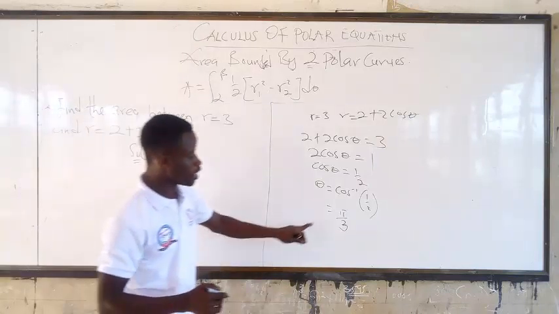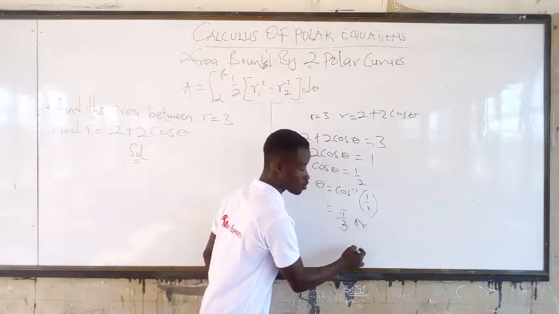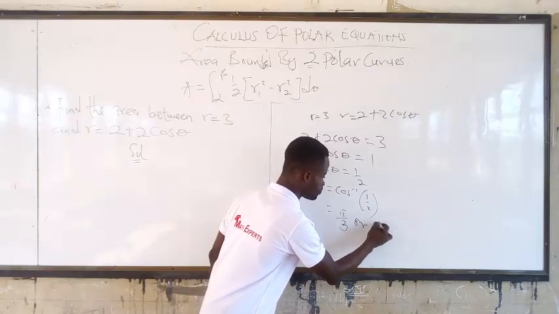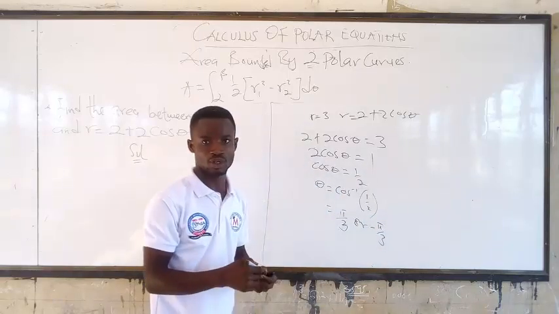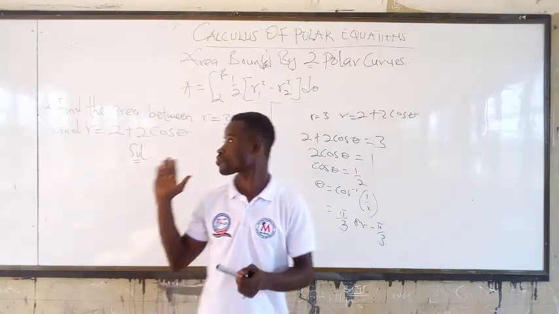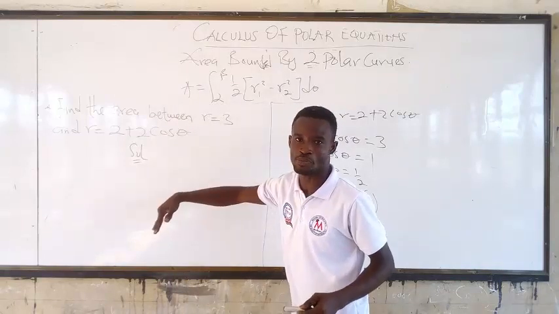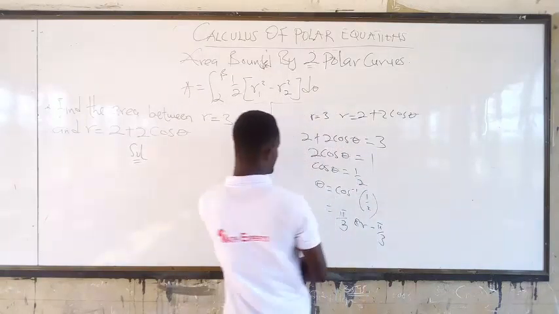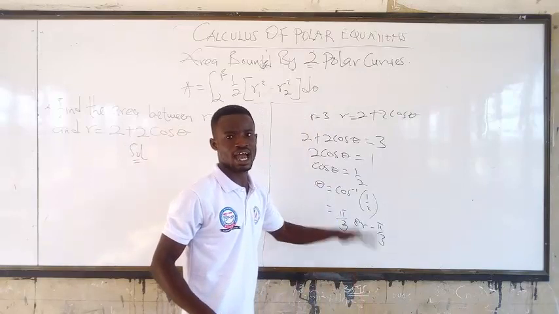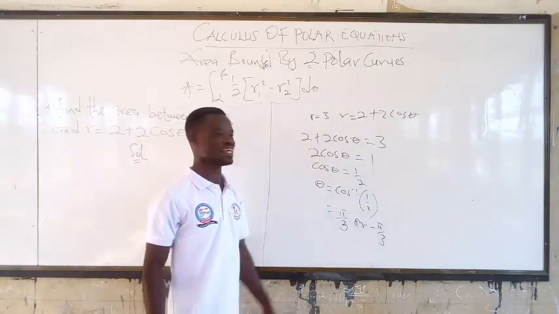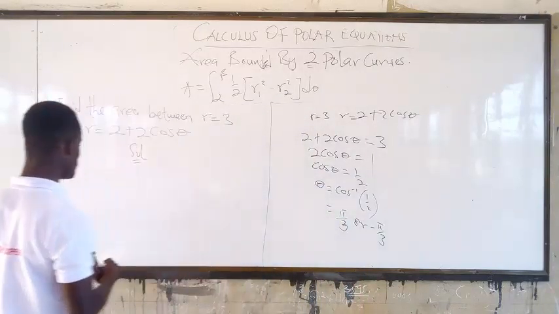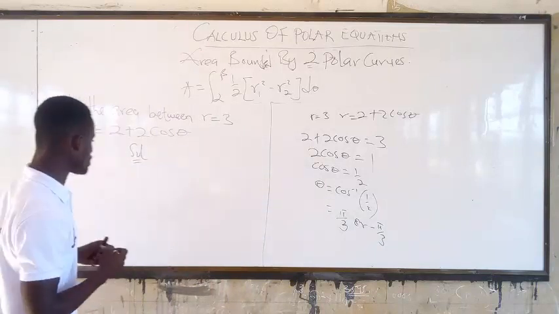So this is going to be pi over 3 or negative pi over what? 3. Because going anti-clockwise, it will pass through pi over 3, and going clockwise, it will pass through what? Negative pi over 3. So that's the technique we have to use.